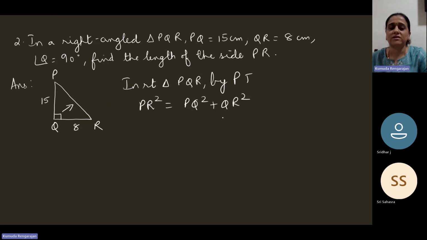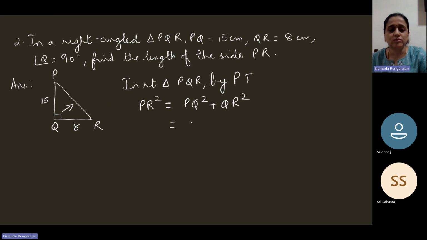So how do you remember? The square on the hypotenuse, you must write that separately, is equal to the other two sides, you must square and add them. Write the square on the hypotenuse separately on one side. On the other side, square the other two sides and add them. So this is the result by Pythagoras theorem.